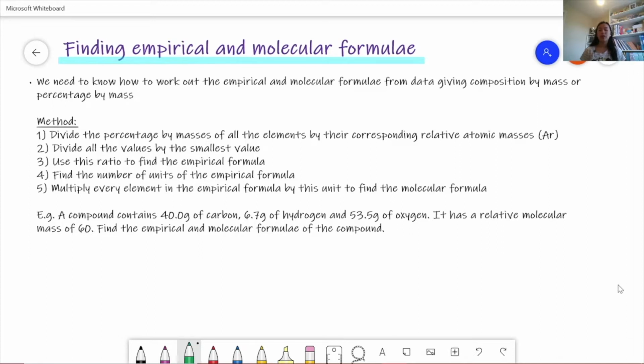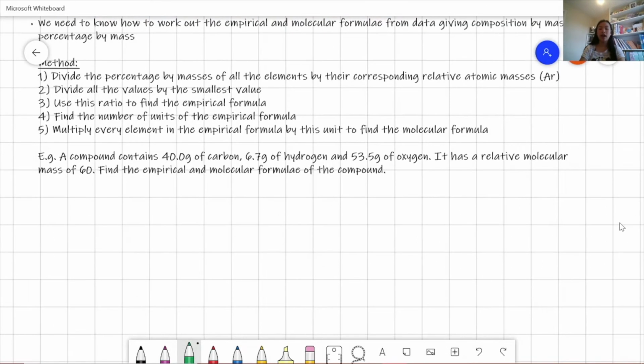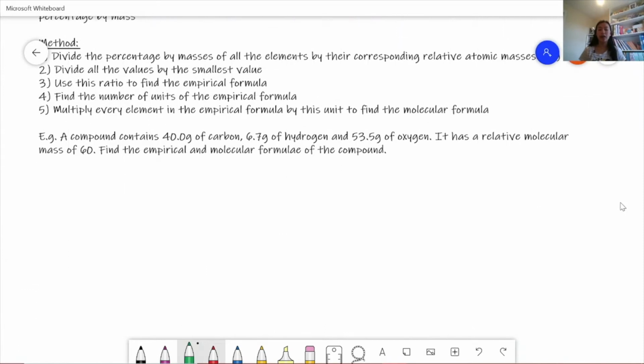So in this example, a compound contains 40 grams of carbon, 6.7 grams of hydrogen, and 53.5 grams of oxygen, and it has a relative molecular mass of 60. We're told to find the empirical and molecular formulae of this compound. The first thing I like to do is to write out all of the elements we have: carbon, then hydrogen, and I always find it quite useful to space them out. The next thing I do is write out everything that I've got. So I've got 40 grams of carbon.